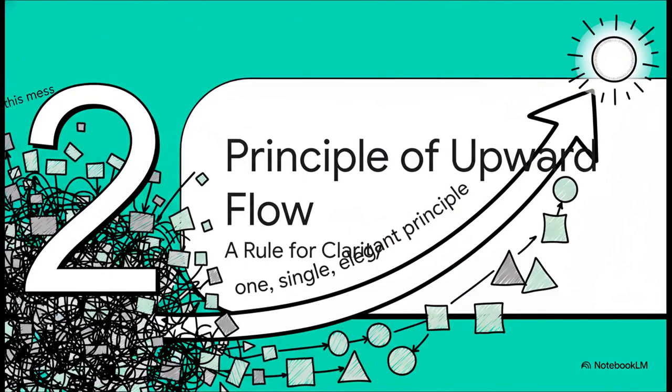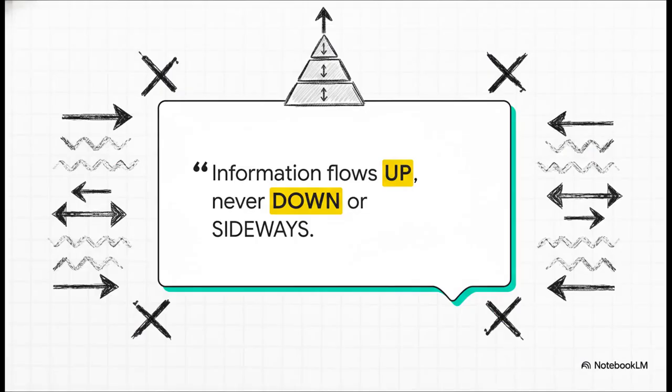So you're probably thinking, how on earth do you fix a mess like that? Well, the answer isn't some crazy, complicated rule book with 1,000 pages. It's actually one single, really elegant idea that controls the whole system. And here it is. This is the golden rule, the whole foundation. Information flows up, never down or sideways.